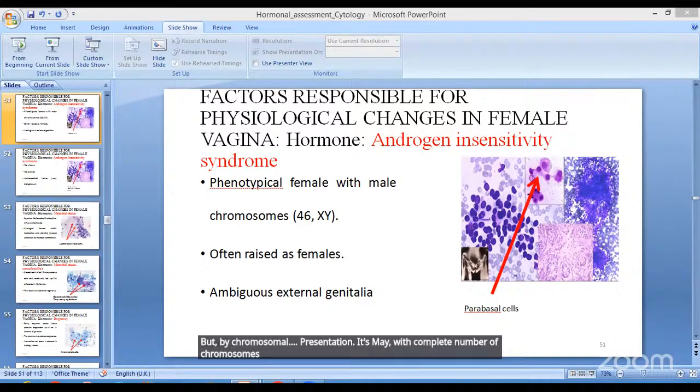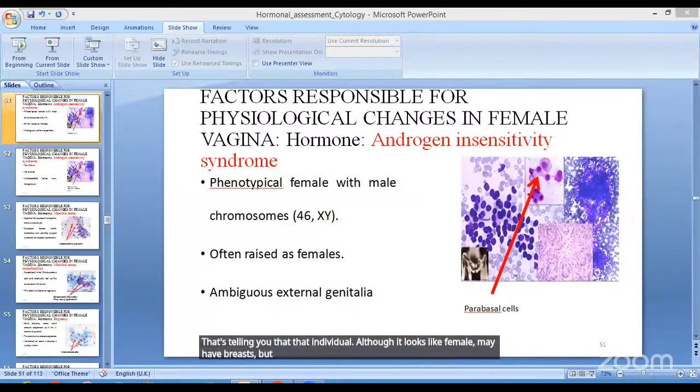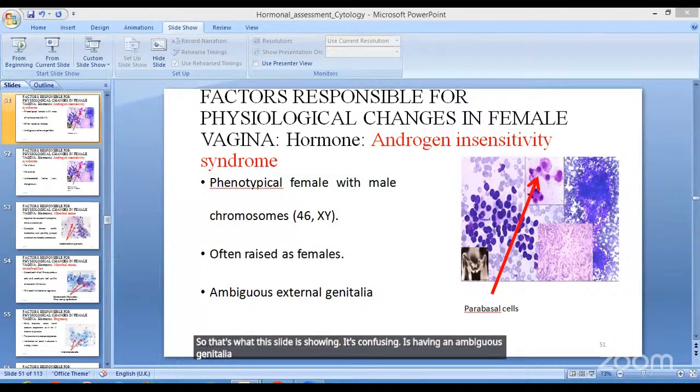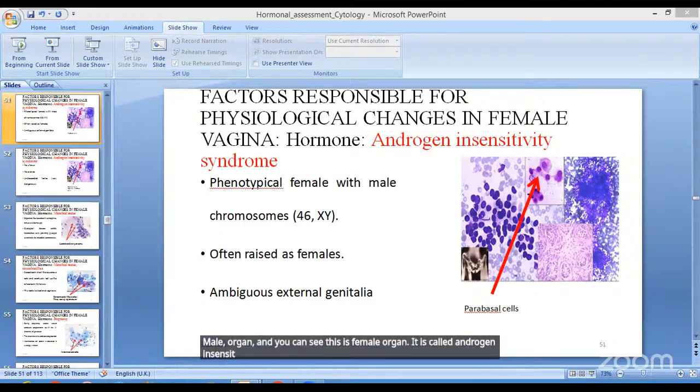That's confusing. That's telling you that that individual, although looking female and maybe having breasts, will never have the full female reproductive organs. So that's what this slide is showing. It's confusing, with ambiguous genitalia. You can't say this is a male organ and you can't say this is a female organ. It is called androgen insensitivity syndrome.